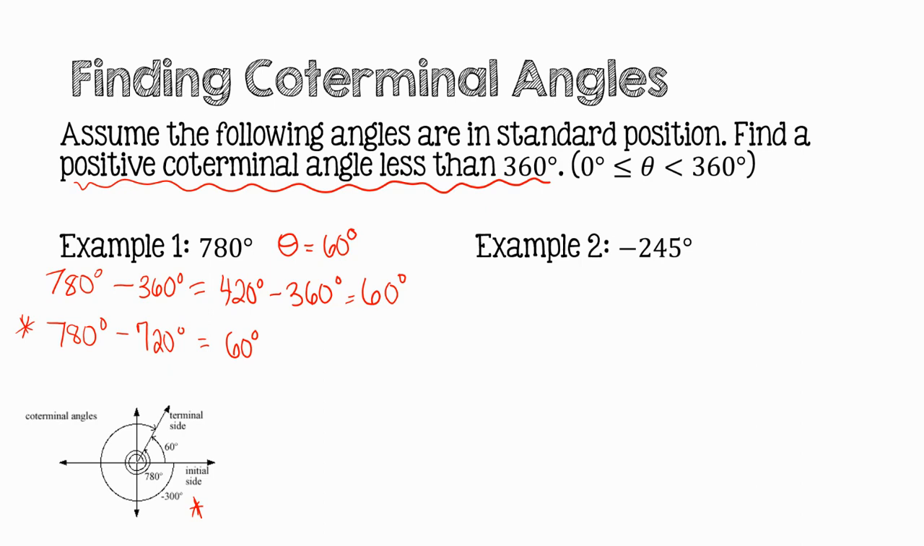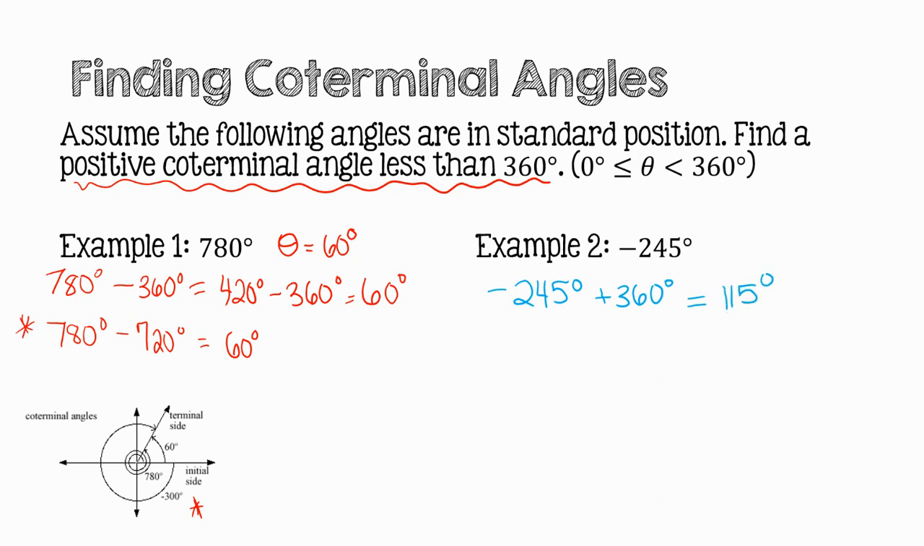Okay, here is our other example. I learned how to color code, so I'm going to do that today. We have negative 245 degrees. So since we want a positive angle, I'm going to go and add 360 to this. So I have negative 245 degrees plus now 360 degrees, adding a full rotation to this. And when I do that, I end up with 115 degrees.